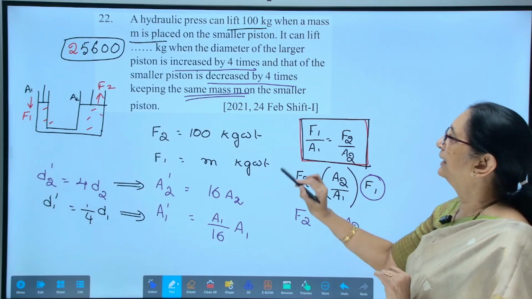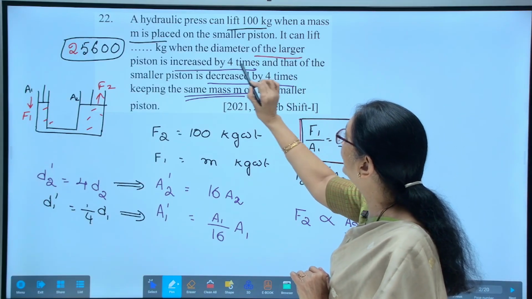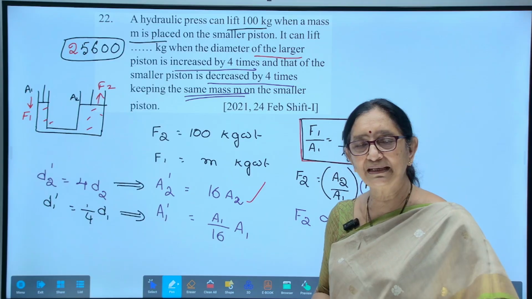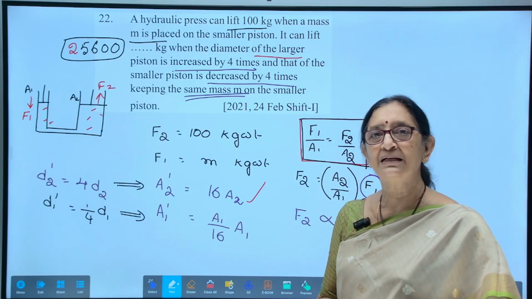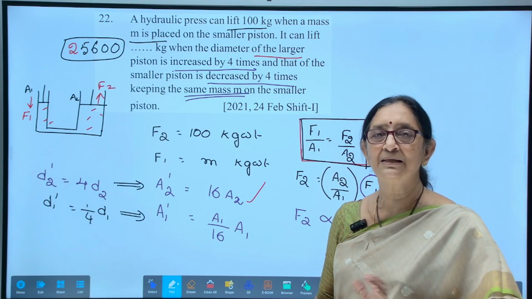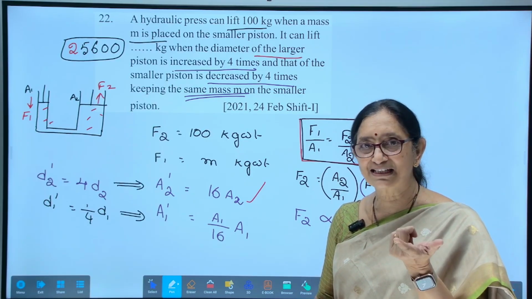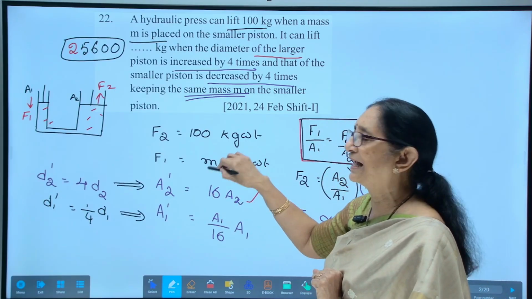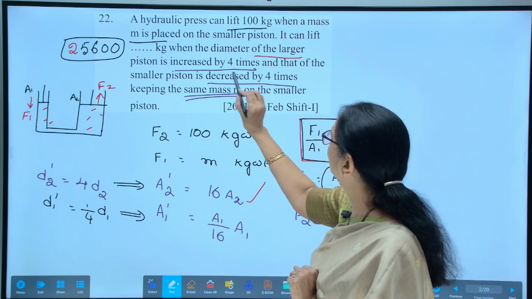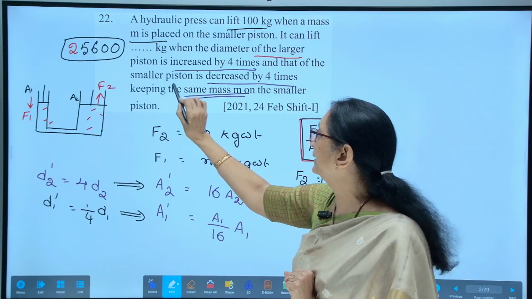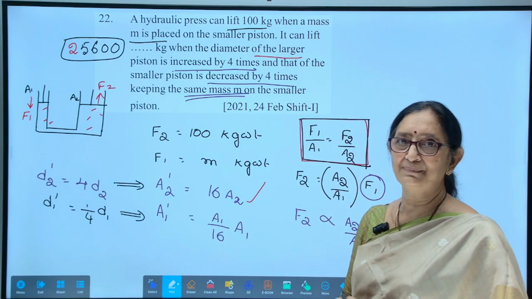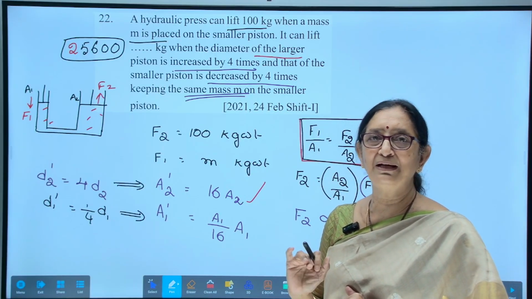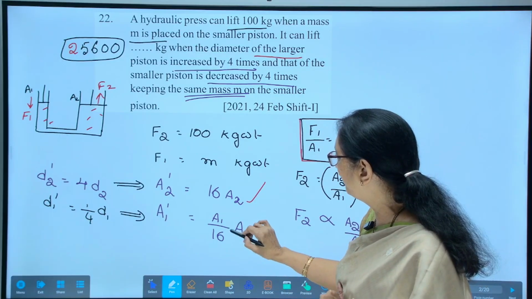Now look into the data. The diameter of the larger is increased by 4 times. If the diameter is increased by 4 times, the radius also gets 4 times, so the area, which is proportional to r square, becomes 16 times. So A2 dash becomes 16 times its initial, and that of the smaller piston is decreased by 4 times. If the diameter decreases by 4 times, the radius becomes 1/4, and the area becomes 1 by 16th.